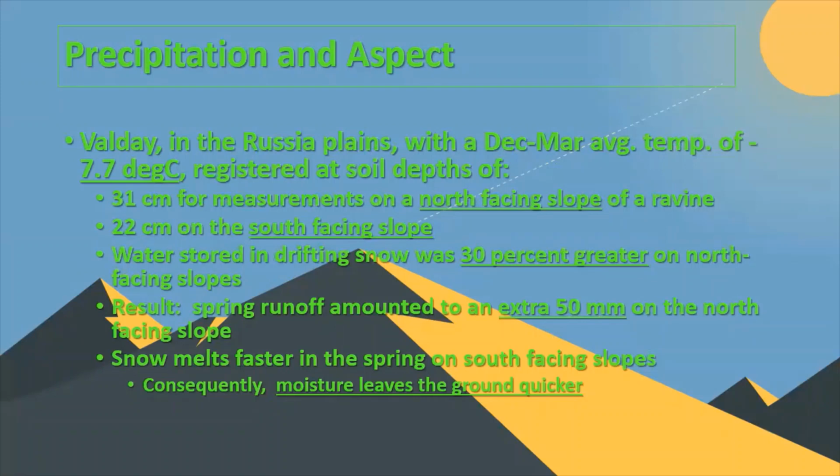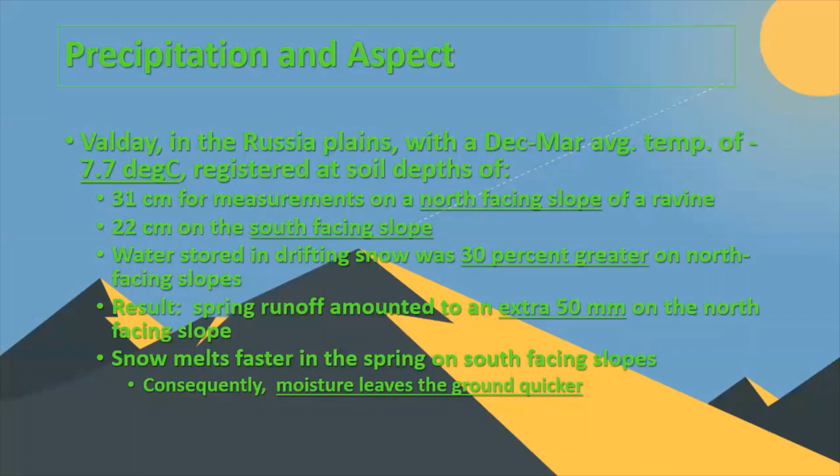In Bell Day, in the Russian plains, with a December through March average temperature of 7.75 degrees, registered at 2 soil depths. So they're picking up the same temperature, but at different soil depths on the north-facing slope versus the south-facing slope. On the north-facing slope, to get to 7.7 degrees Celsius, you have to go 31 centimeters. On the south-facing slope, you only have to go 2 centimeters because of the incident angle of the sun and the energy being collected there.